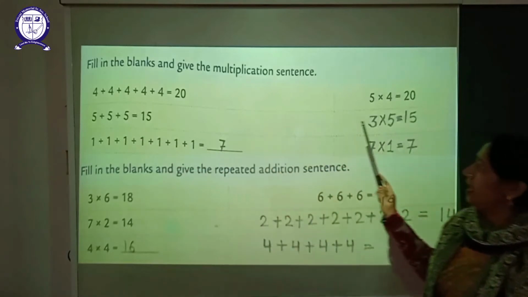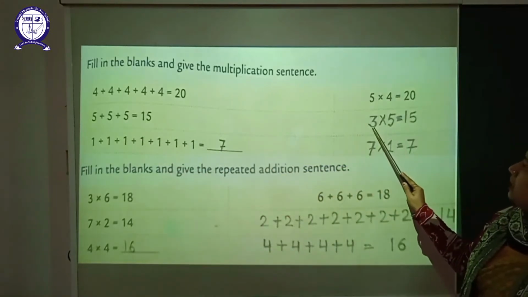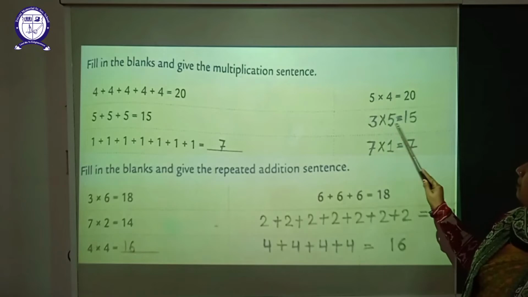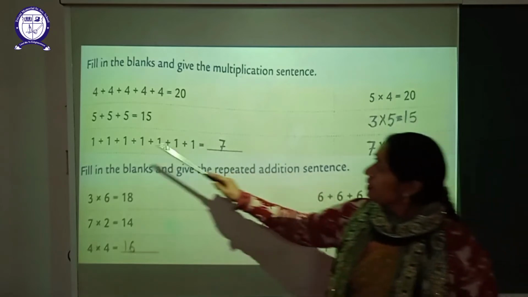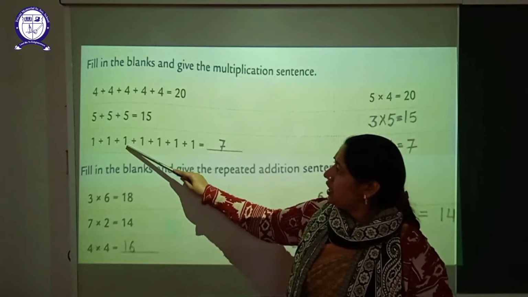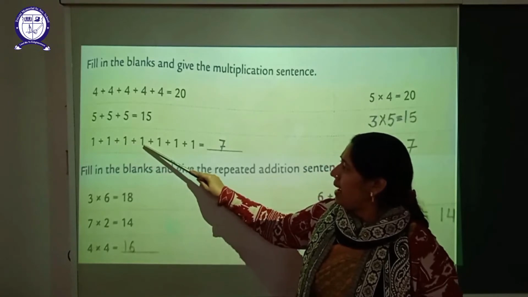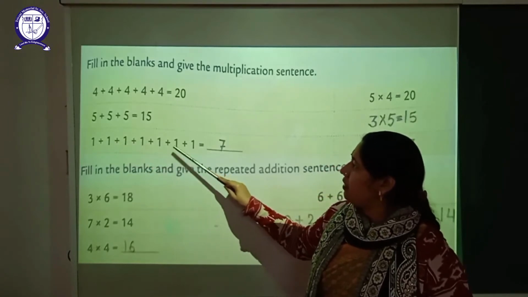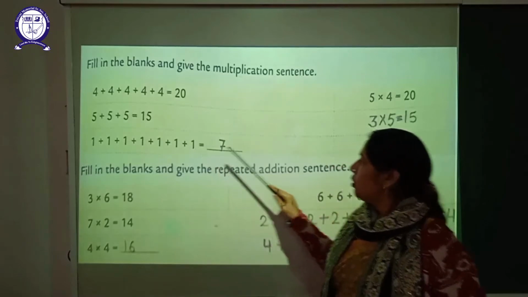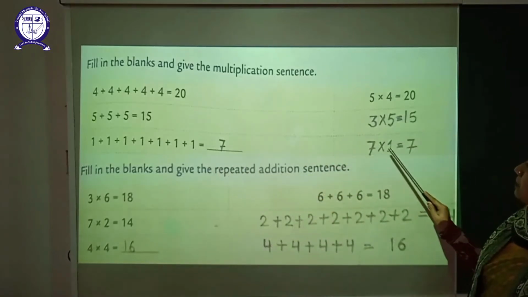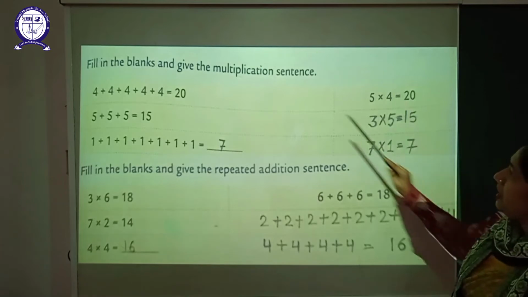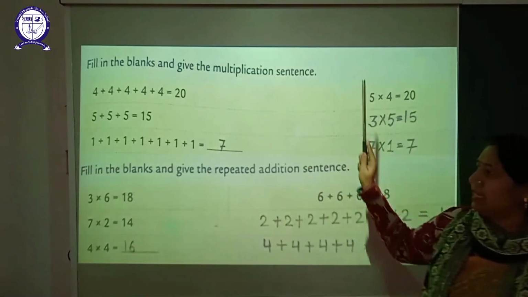So we have to write here the multiplication sentence. 3 times 5 is equals to 3 5s are 15. 1 times 1, 2 times 1, 3 times 1, 4 times 1, 5 times 1, 6 times 1, 7 times 1. So look here, 7 times 1 and 7 ones are 7. So like this we have to do the multiplication sentence.